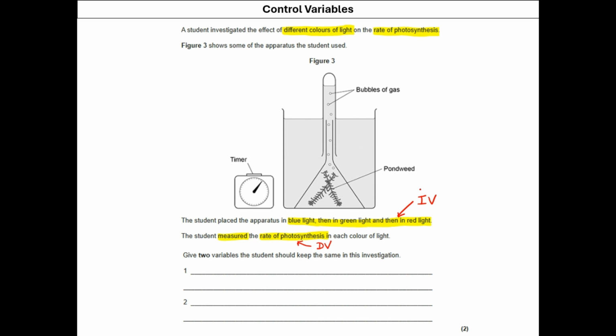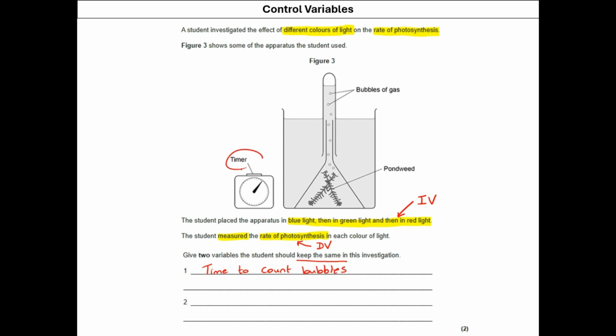But there's some things here I haven't actually read yet. I've not acknowledged this diagram. This is here to help me. I want what should they keep the same? Well, they'd struggle to keep the number of bubbles the same, but they're probably counting those. So what they're going to have to keep the same is the time they count the bubbles for. So time to count bubbles.